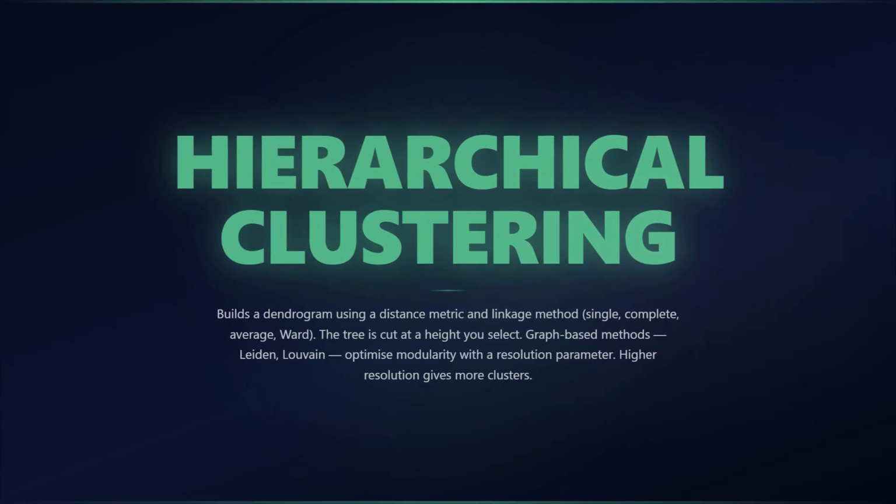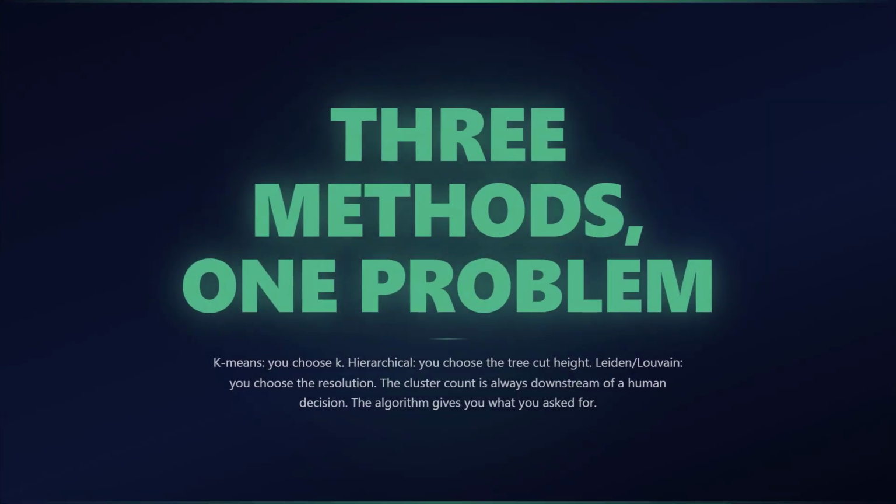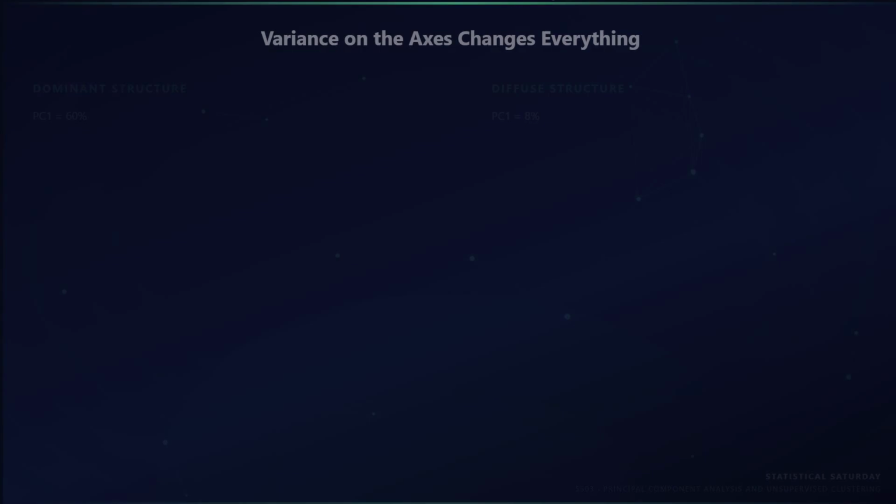All 3 methods have a parameter that determines the number of clusters, just expressed differently. Yes. K is the parameter in k-means. Height is the parameter in hierarchical. Resolution is the parameter in Leiden. The cluster count is always downstream of a human decision.